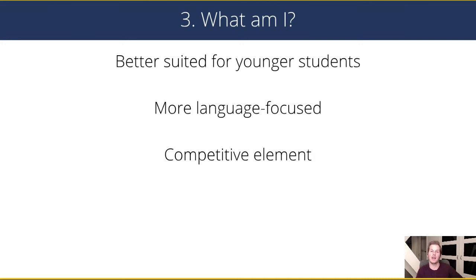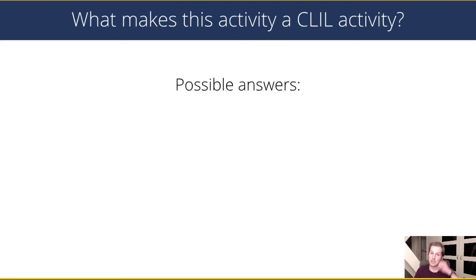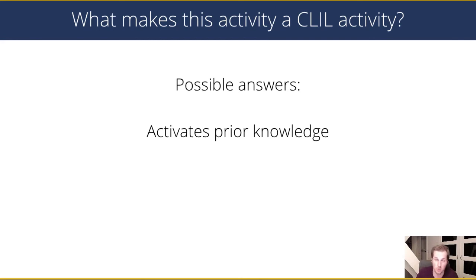I already said that. There's a competitive element in there. And if you want to introduce something new, this is also something I already mentioned: include a description on the card, but you can also do this at the end of the lesson as a recap, and then you don't have to use the descriptions, then they really have to know it themselves. Again, what makes this a CLIL activity? Well, actually the same three things that I just mentioned work here as well. It activates prior knowledge. You have to think about, okay, what does this have to do with things we discussed before? The students who have to ask the questions have to do this as well.